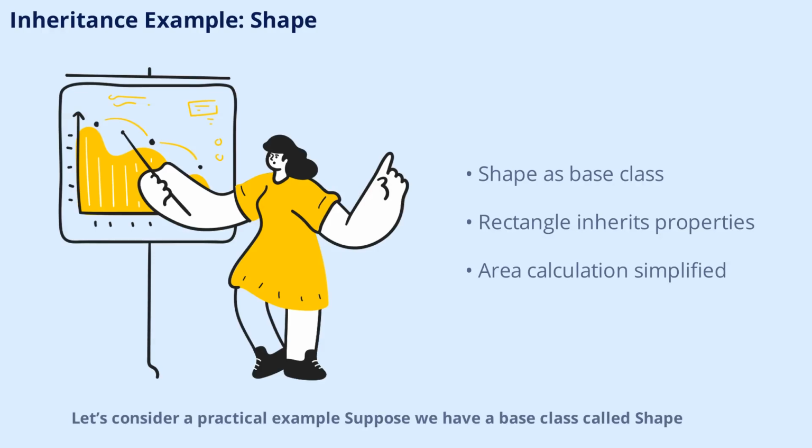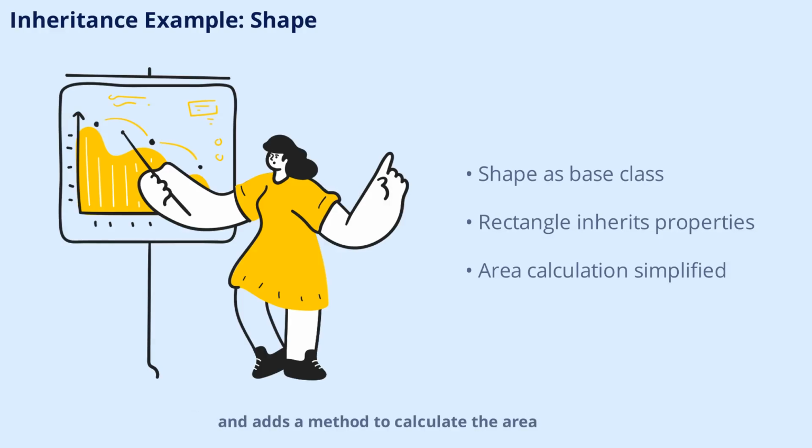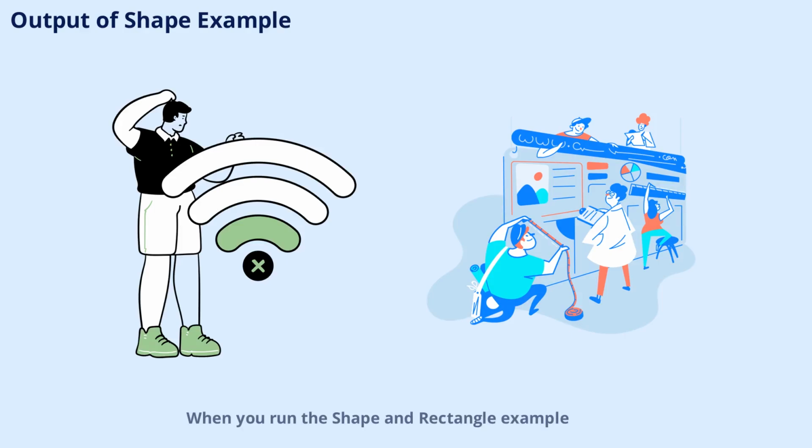Let's consider a practical example. Suppose we have a base class called shape which has width and height as protected members. The derived class rectangle inherits from shape and adds a method to calculate the area. By setting the width and height using the base class methods, the rectangle class can easily compute its area without redefining the properties. When you run the shape and rectangle example, you'll see that the area is calculated using the inherited width and height. This demonstrates how inheritance allows derived classes to utilize and extend the functionality of base classes, making your code more modular and easier to manage.